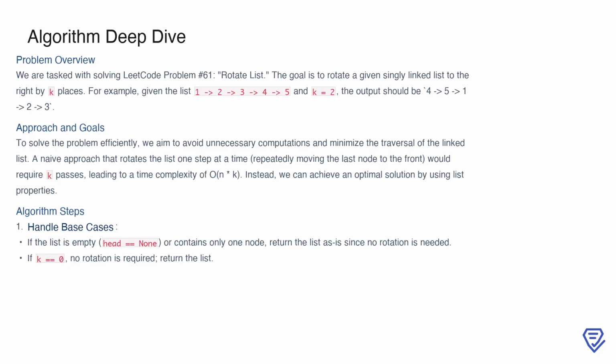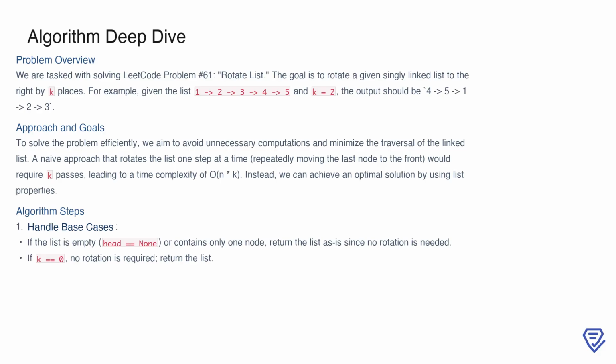In this problem, we are given a singly linked list and a number k, and the goal is to rotate the list to the right by k positions. For example, if we start with the list 1-2-3-4-5 and rotate it by k = 2, the nodes at the end of the list will wrap around to the front, resulting in 4-5-1-2-3. To solve this efficiently, we need to avoid unnecessary computations and repeated traversals of the list.